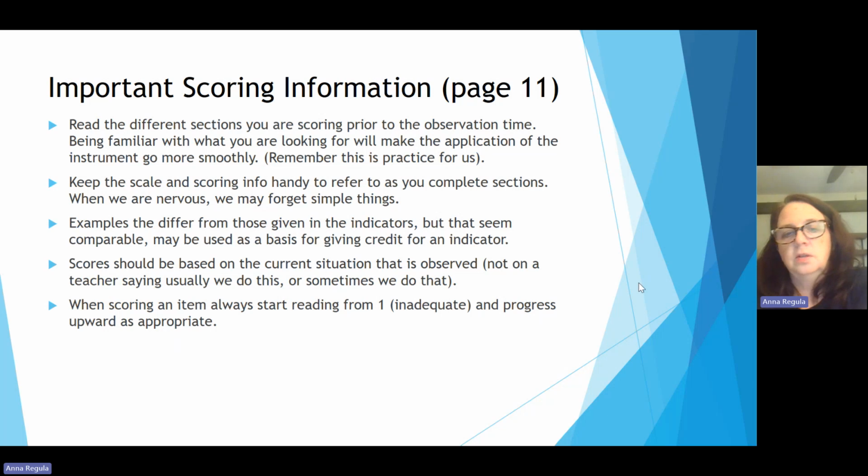Examples that differ from these: sometimes there are things they give as indicators to help you score. And there might be things where you think, no, this is very similar. This is the same, we can use this. Just make notes. We can decide later, right?